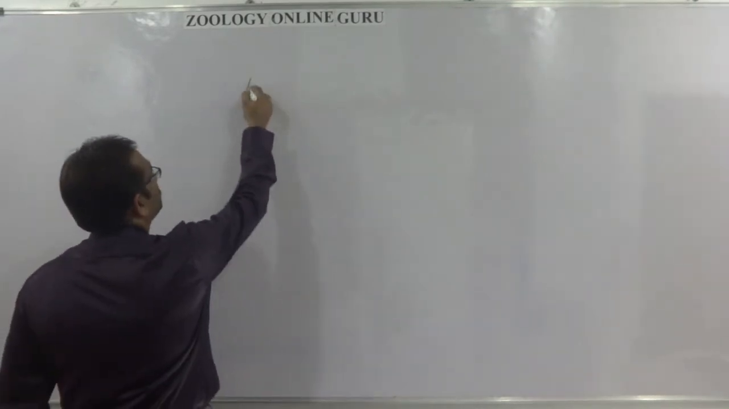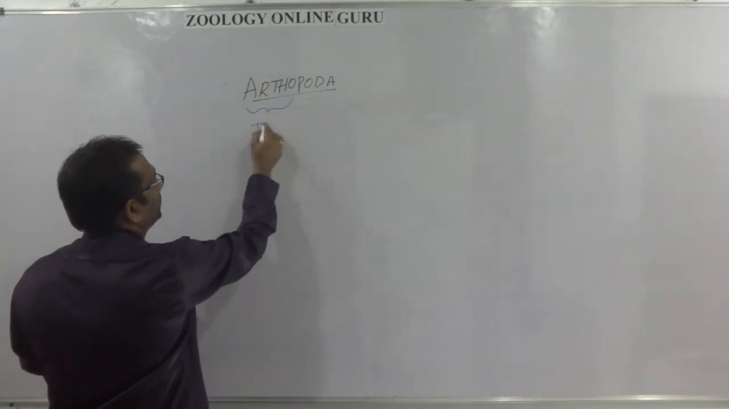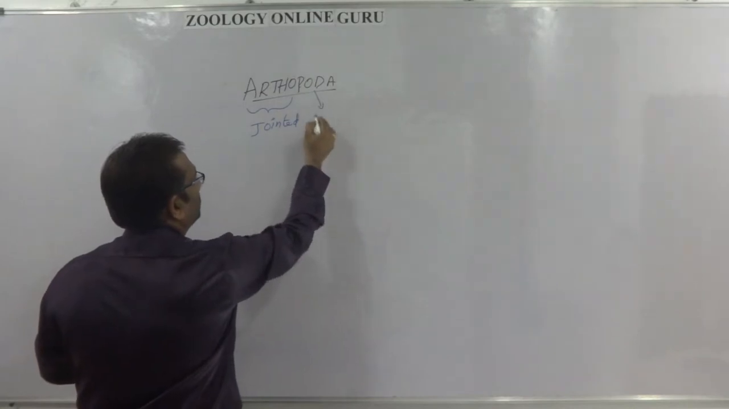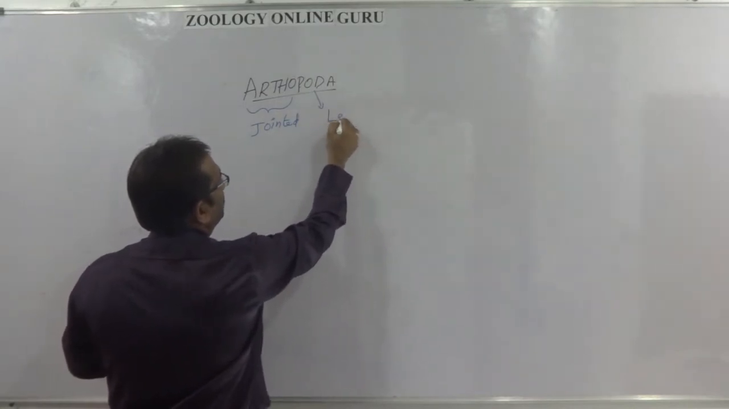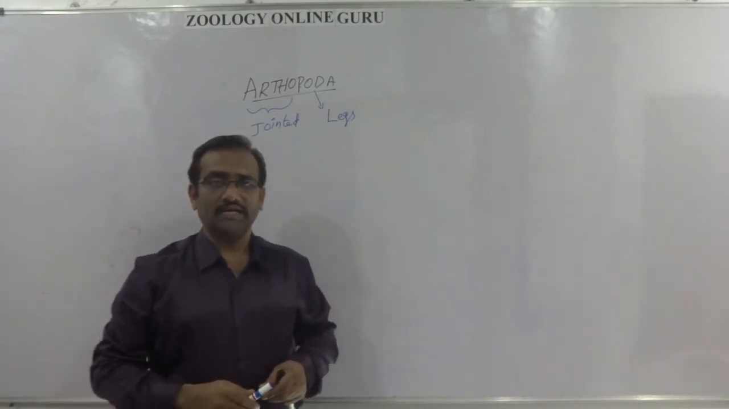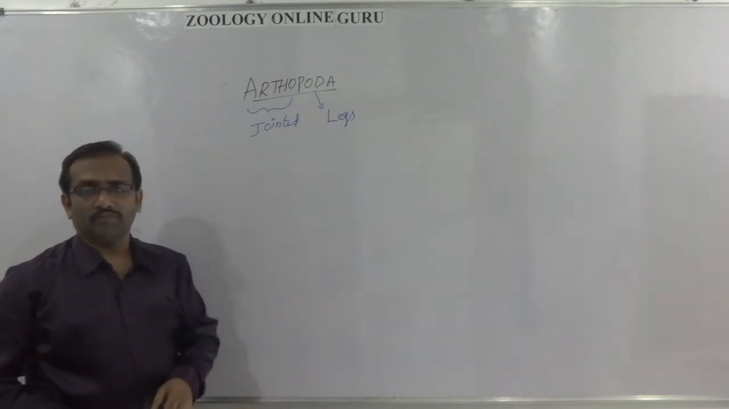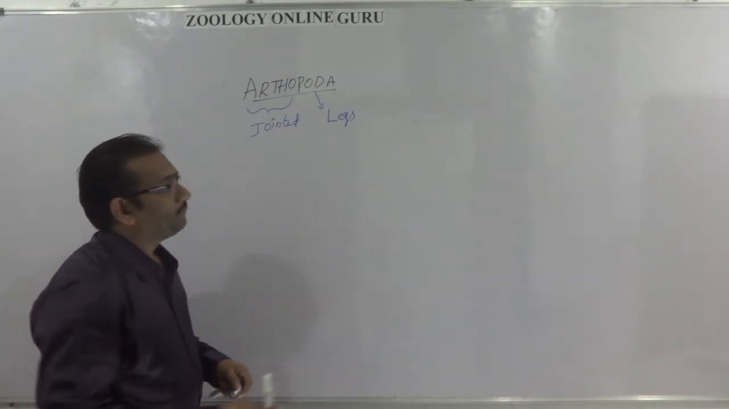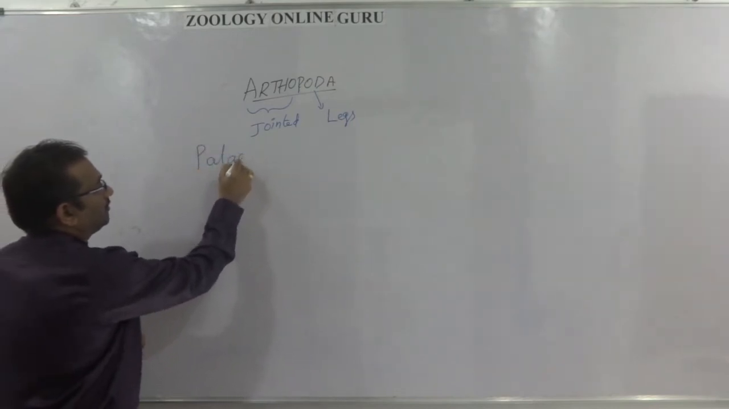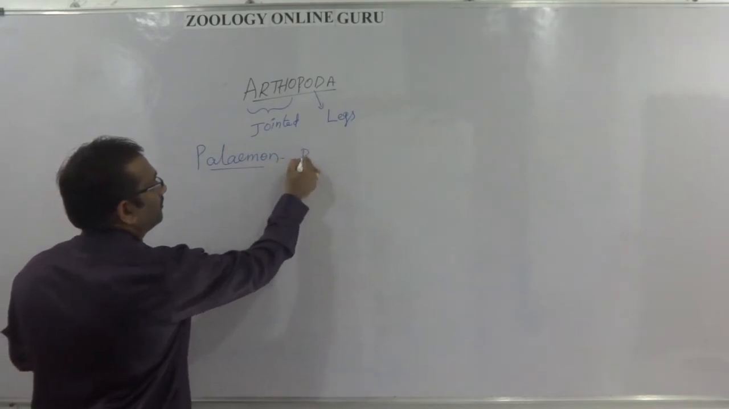The phylum Arthropoda: arthro means jointed, poda means legs. Jointed legs containing animals are included in the Arthropoda. Our topic, Palaemon, the prawn.